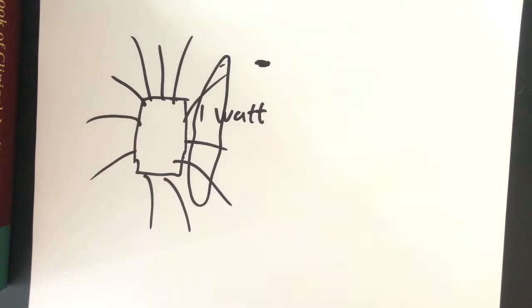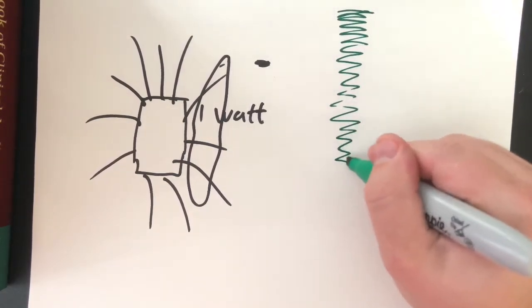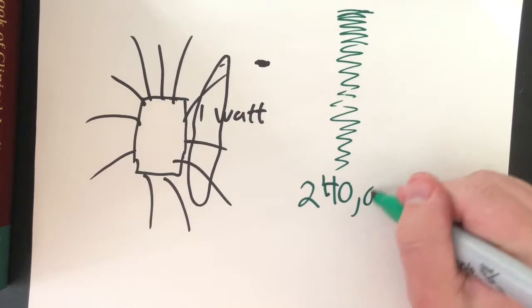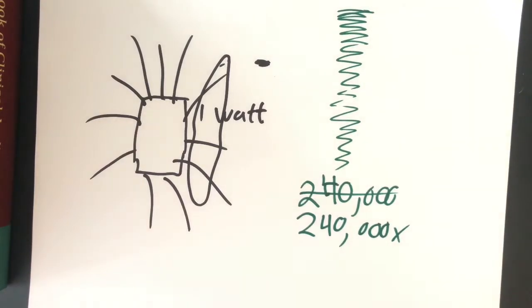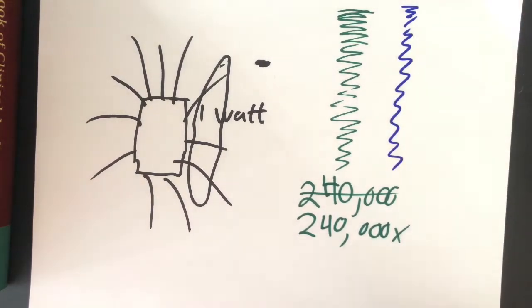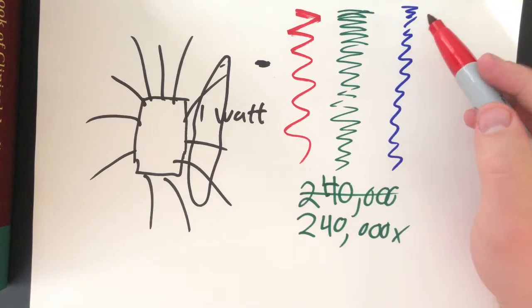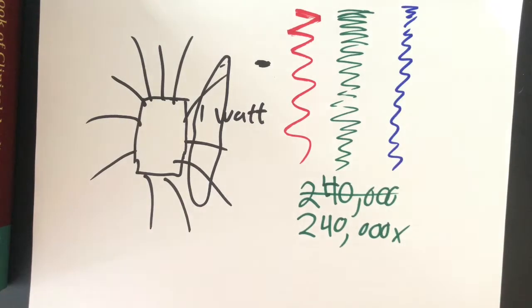The light from the sun, not only is it a much higher frequency and much smaller wavelength, it's also vastly more intense. In fact, it's 240,000 times as intense. And this is just the visible light. I'm not talking about the dangerous part, the sun also sends ultraviolet and infrared. That's ultraviolet, that's infrared, that's visible light. All of that, hundreds of thousands of times.